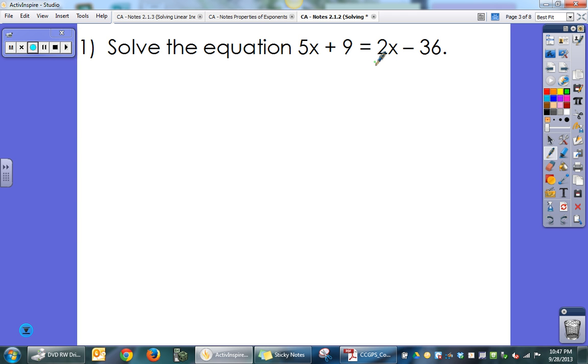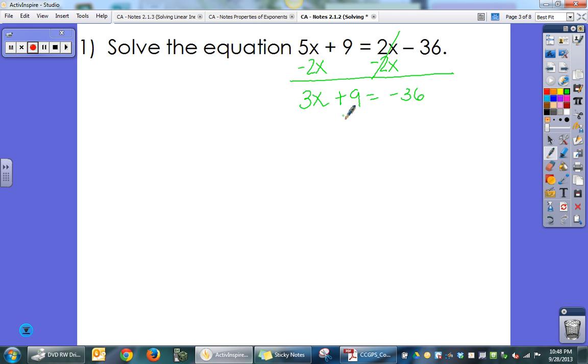So I'm going to start by subtracting 2x from both sides. And notice that when I subtracted on the left-hand side, I lined it up under the 5x because those are like terms. I cannot subtract 2x from 9 because they aren't like terms. So 5x minus 2x is 3x. And of course you can do this in fewer steps, but I'm going to go through each step.